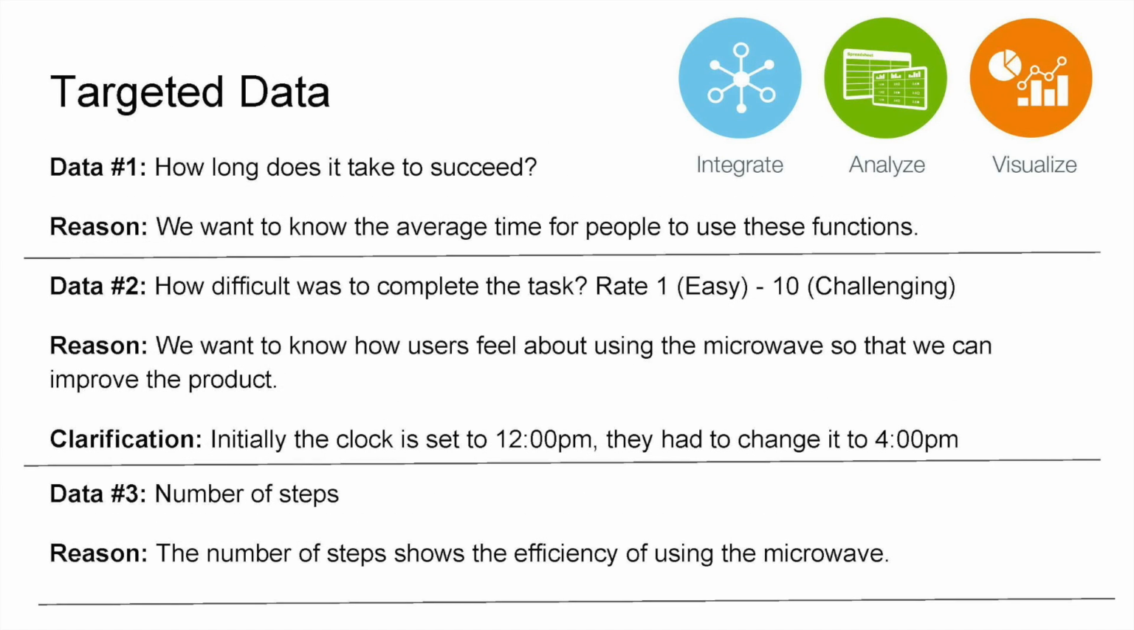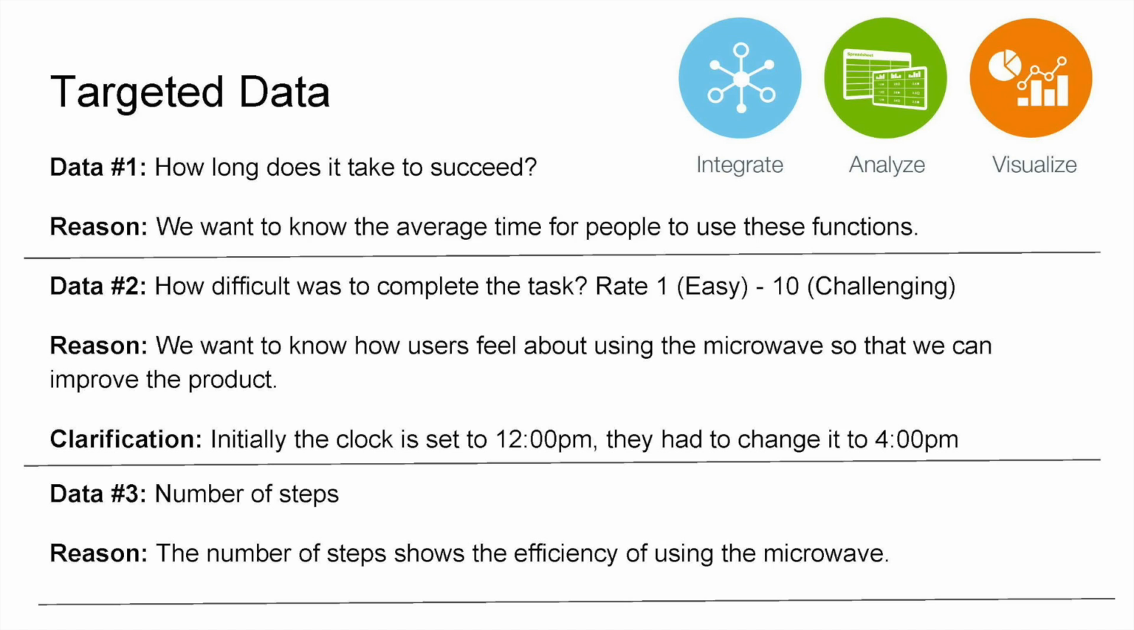For data 1, we measure the time our users use to find the function, because knowing the average time for people to use the functions can help us to check whether the function is accessible. For data 2, we ask our users to rate the difficulty of using the microwave. 1 is the easiest and 10 is the most difficult, because we want to know how users feel about using the microwave so that we can improve the product.